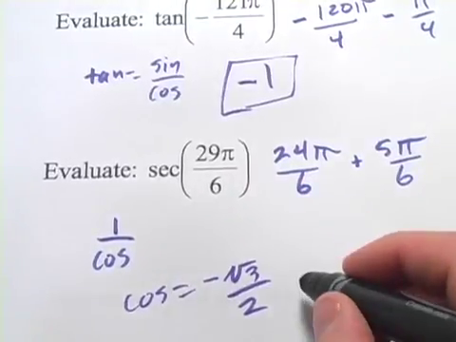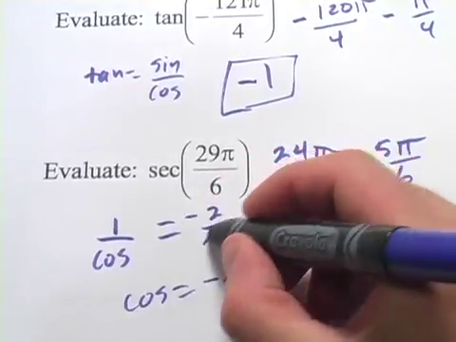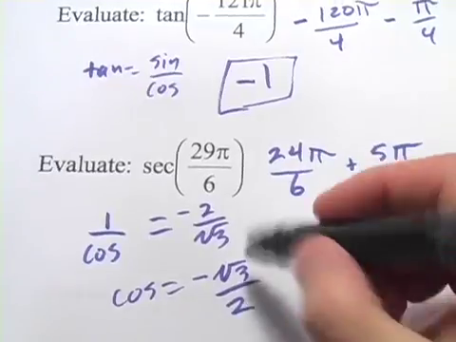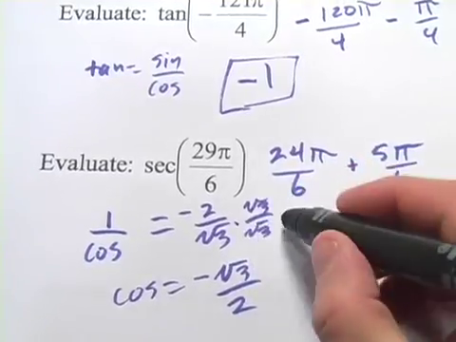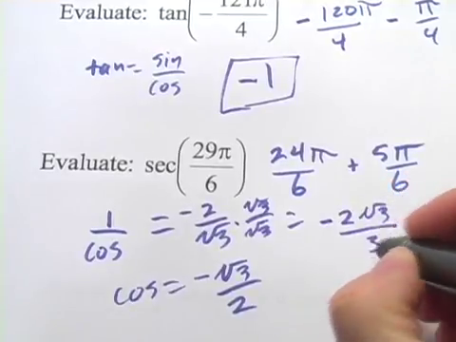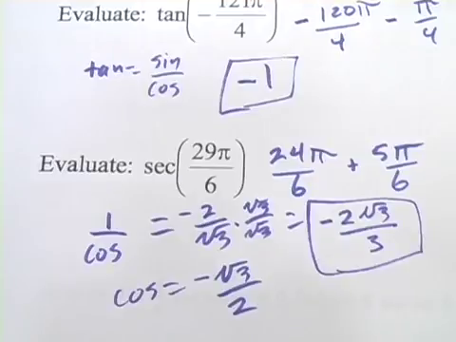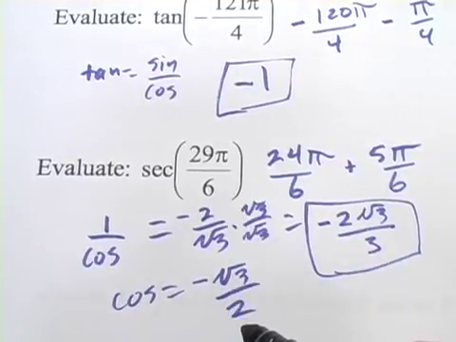So the secant then equals negative 2 over the square root of 3, but we usually don't like radicals in the denominator, so we'll multiply by square root of 3 over the square root of 3, and we get negative 2 times the square root of 3 over 3. And that is our exact value for the secant of 29 pi over 6. So that's a little bit of work with using the unit circle to find exact values of trigonometric functions.